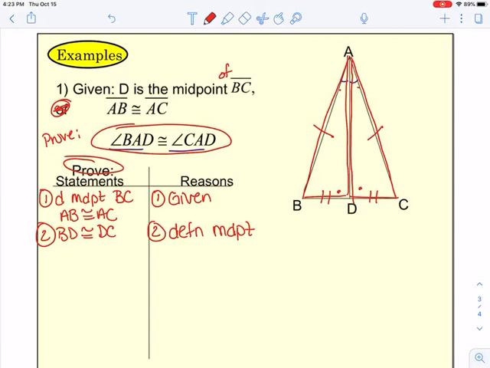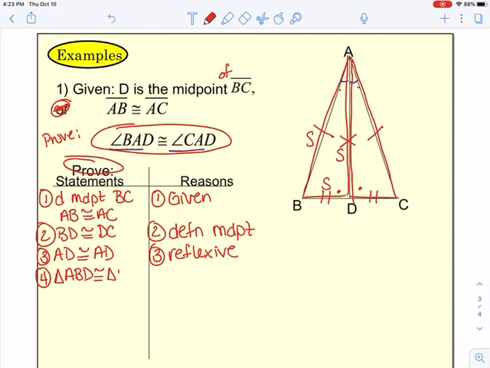Do not assume it. Okay, the only other thing that you can get from this picture is that AD is congruent to AD. And again, anytime that you have something equal to itself, that's the reflexive property. And now I have enough information to say that the two triangles are congruent because of side, side, side. So triangle ABD is congruent to triangle ADC. And that's because of side, side, side.